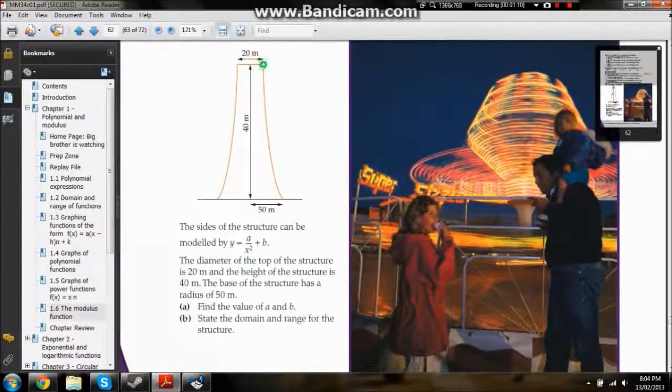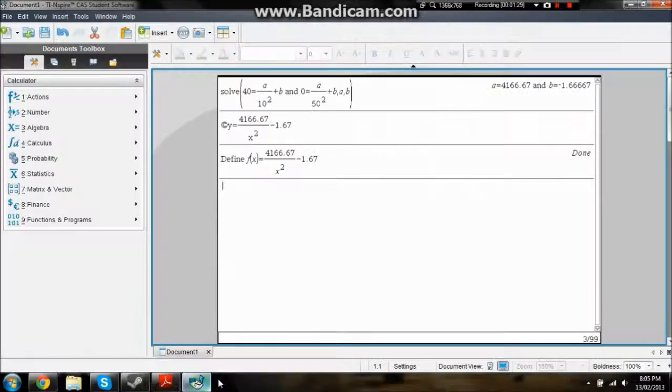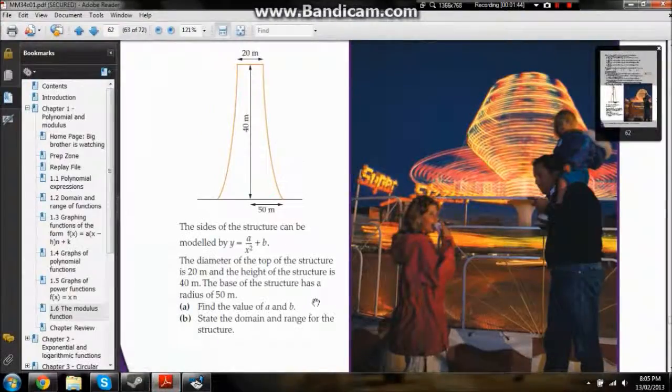If we can see this point here, this is going to be 10 because half the diameter is 10. So when x equals 10, y is going to equal 40. So one of our equations is going to be 40 equals a over 10 squared plus b, and the other one's going to be 50 on the x, 0 on the y, so 0 equals a over 50 squared plus b, which I've done here. So I've done solve, put those two equations in, comma a, comma b, solving for both, and it gives you these values here. And you substitute them in for a and b, and you've got your new equation, and I defined it here for the other parts of the question.